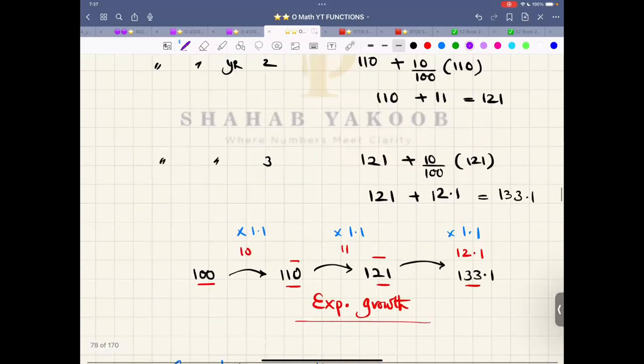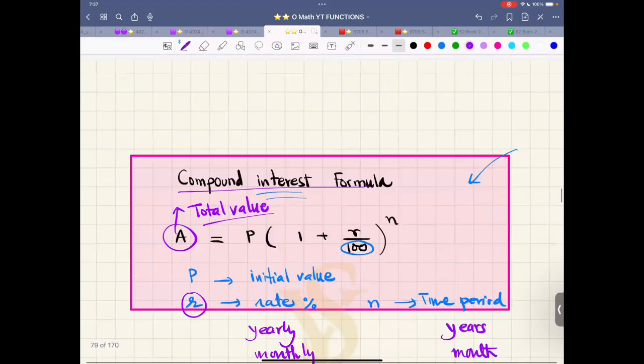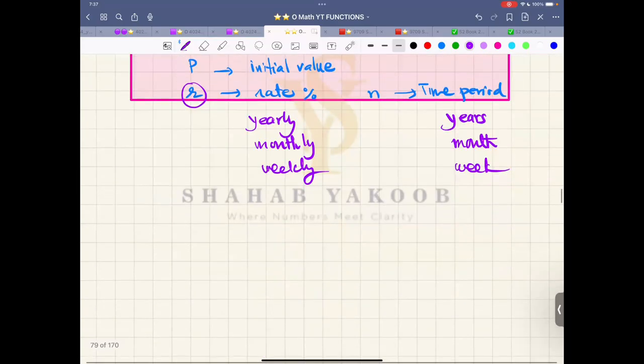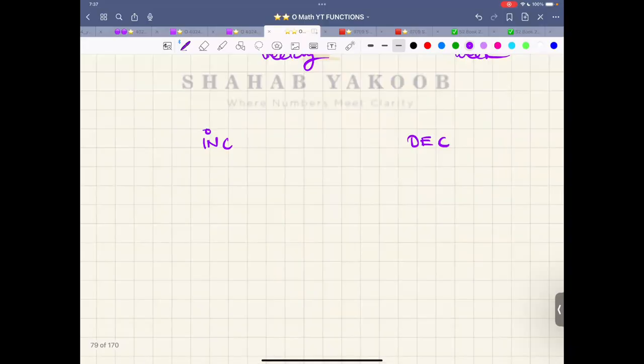Now over here, this thing basically is just following the same rule. So compound interest and exponential growth, it's exactly the same thing. So it could be about increase. It could be about decrease. If it's about increase, we will write 1 plus r over 100 raised to power of n. If it's about decrease, this is 1 minus r over 100 raised to power of n.